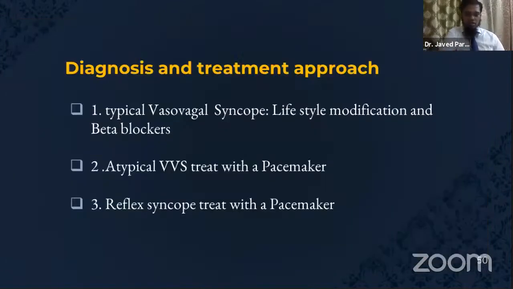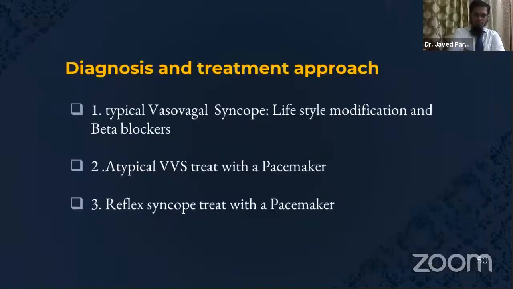So we can start the poll now. The questions for this case would be: this case demonstrates that this is a typical vasovagal syncope, and the treatment would be lifestyle modification and beta blockers. The second option would be that this is atypical vasovagal syncope, treat with a pacemaker. The third option would be that it's a reflex syncope, not a vasovagal syncope, treat with a pacemaker. So you can start the poll now.